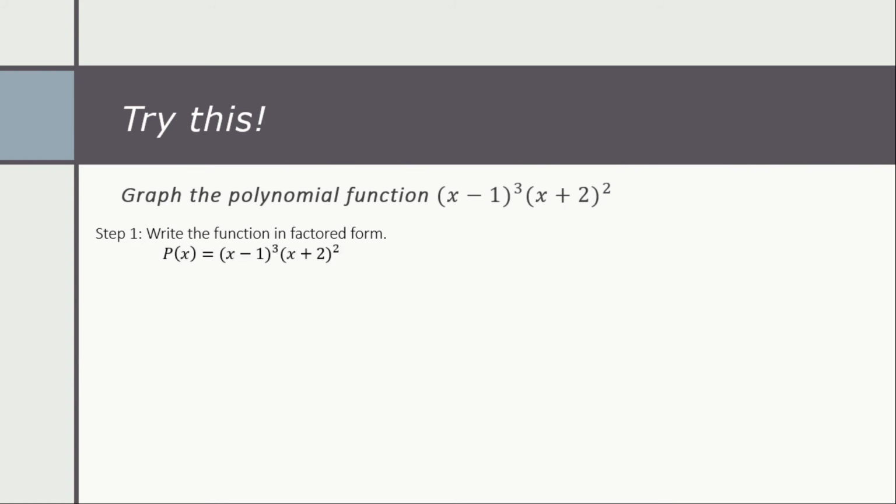Very good. The function is already in factored form, so we only write it as it is. So we have p of x, which is equal to x minus 1 raised to 3 multiplied by the quantity x plus 2 raised to 2. So for step number 2, within 30 seconds, find the end behavior of the graph.